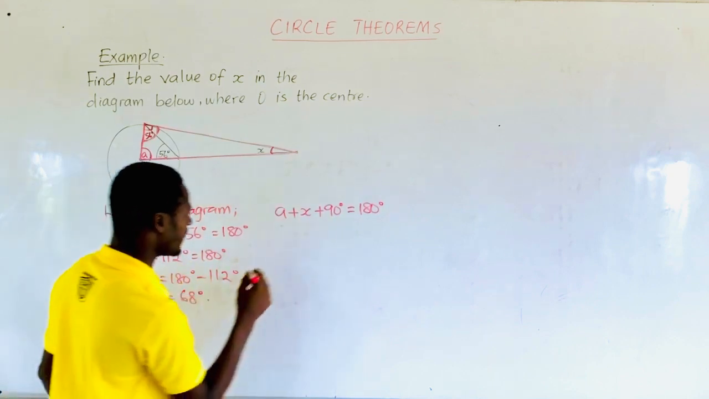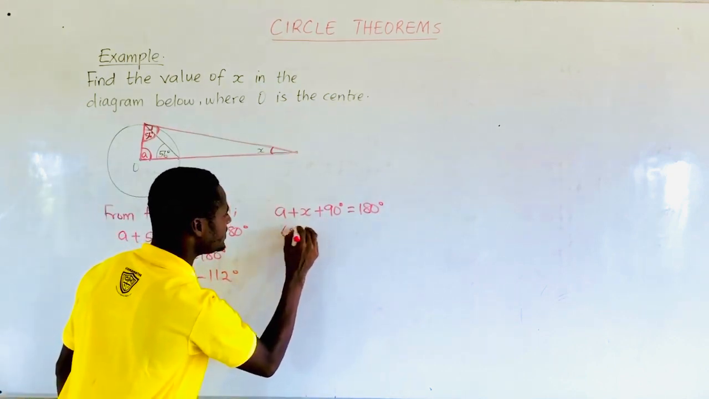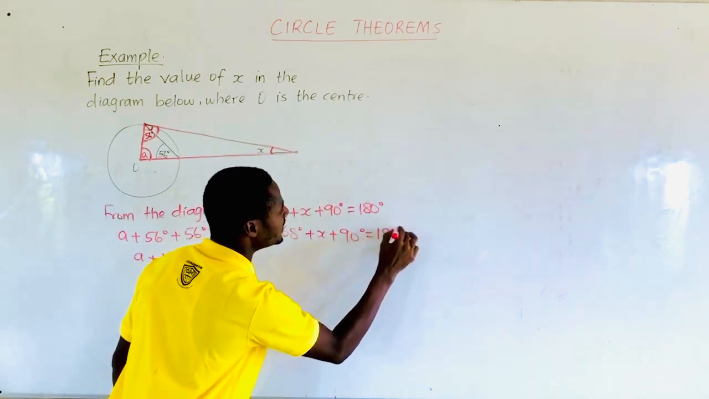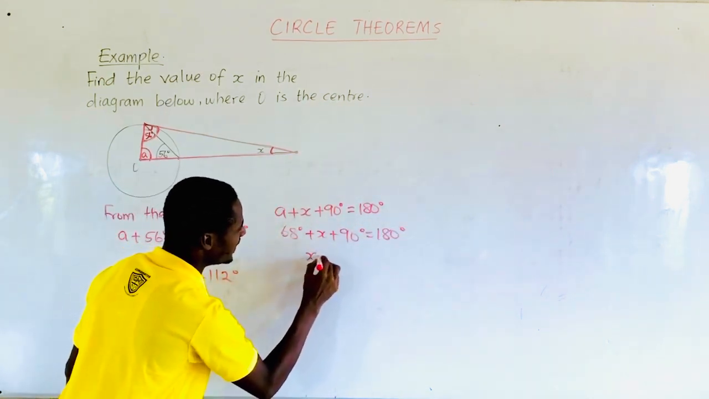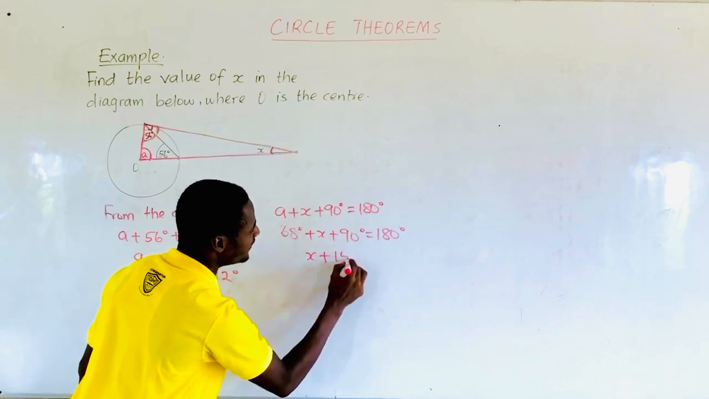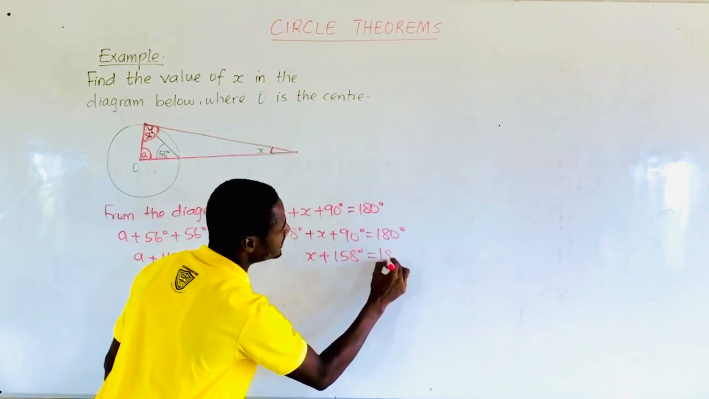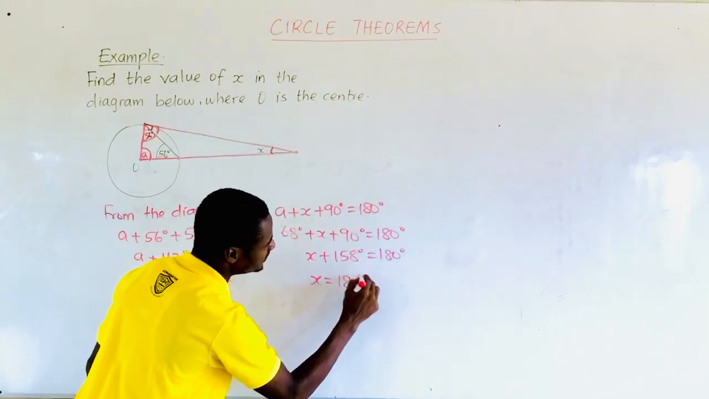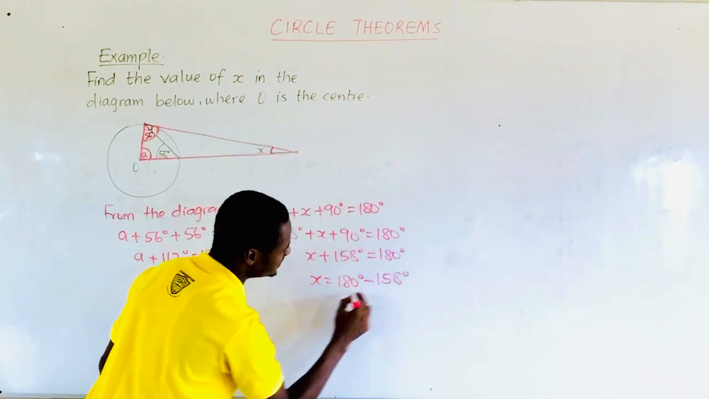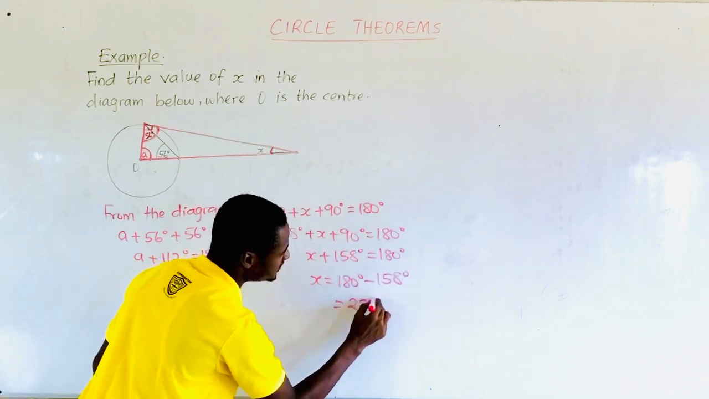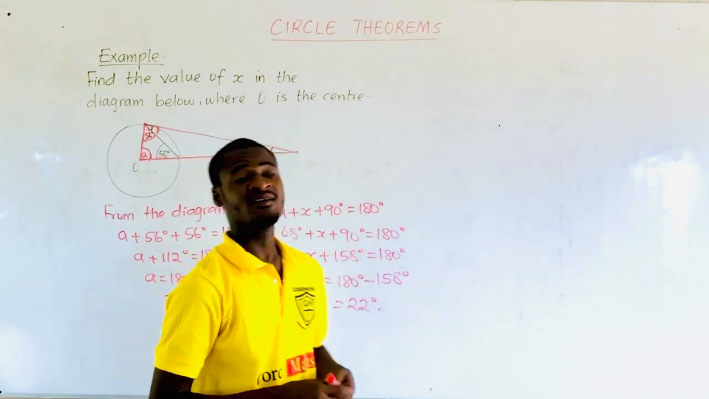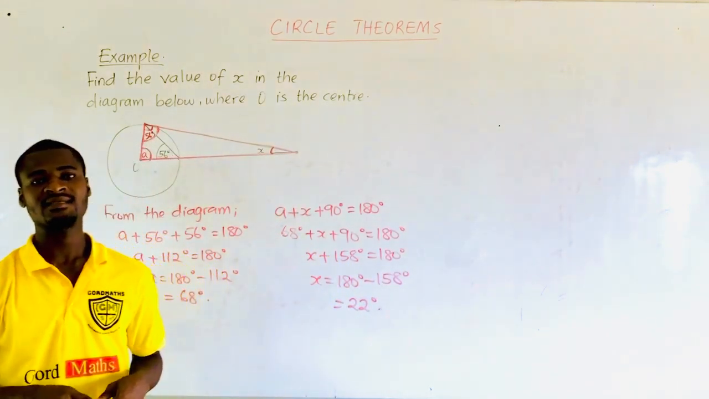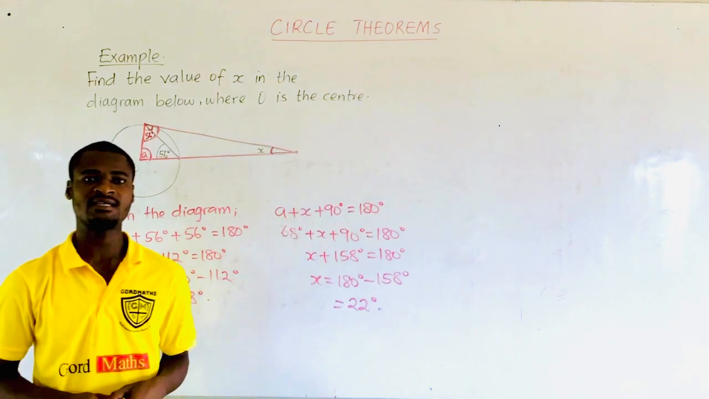We already know the value of A. So 68 degrees plus x plus 90 degrees is equal to 180 degrees. Then x plus, when we sum this, we have 158 degrees is equal to 180 degrees. So our x is 180 degrees minus 158 degrees, which will give us 22 degrees. Now there is an exceptional feature of a circle. That is the last circle theorem we are going to look at. Let's check it out.